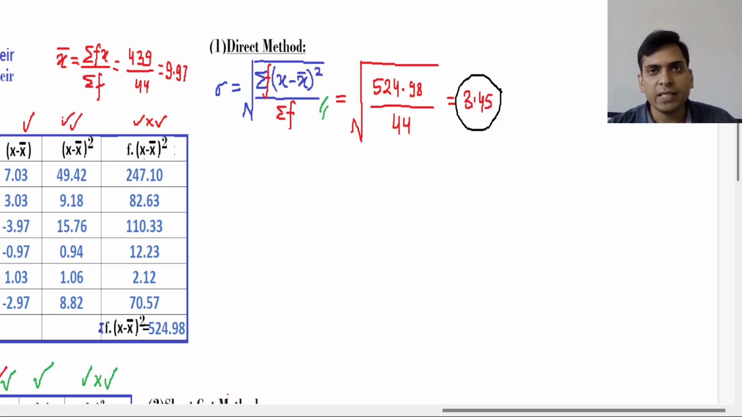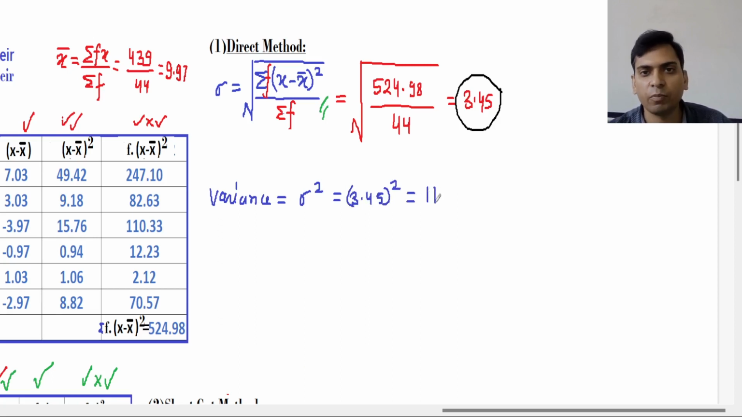So what is variance? Variance is the square of standard deviation. Variance is sigma square. So simply we will take the square of 3.45. So 3.45 square is what? 11.90.